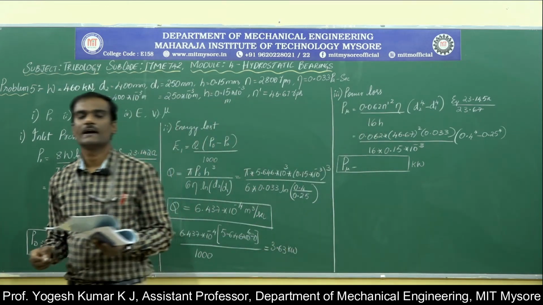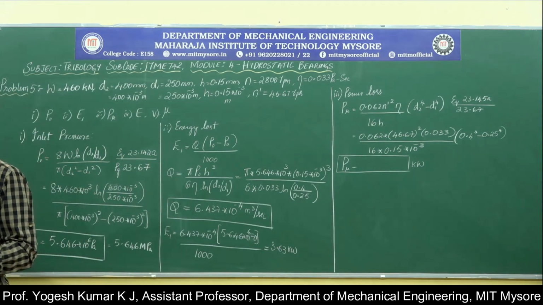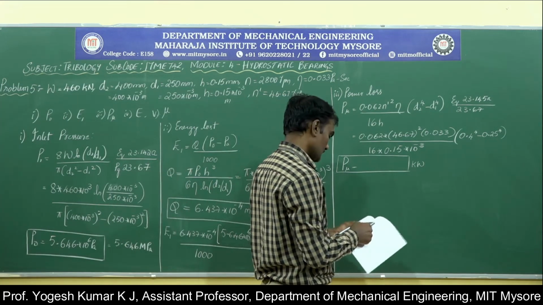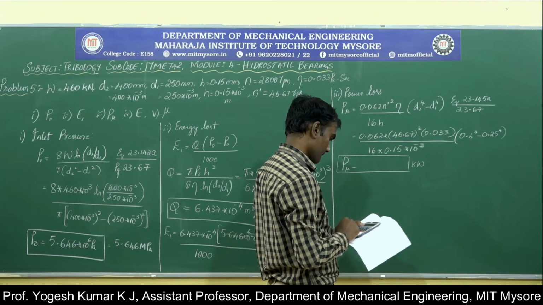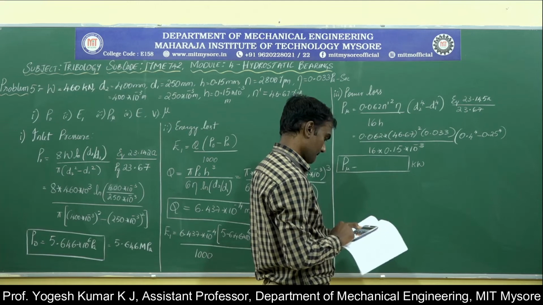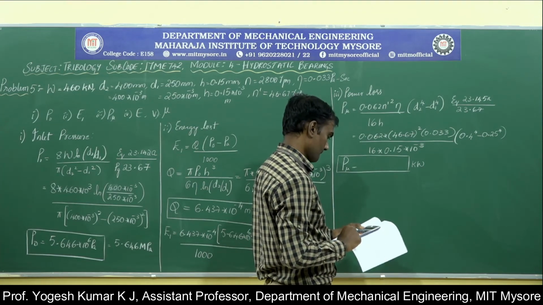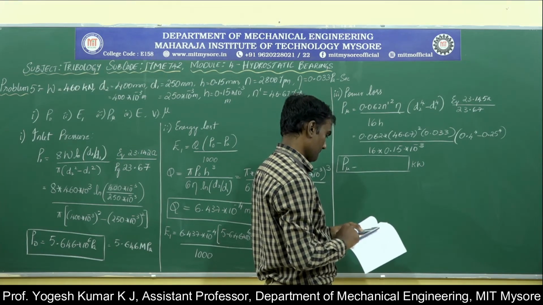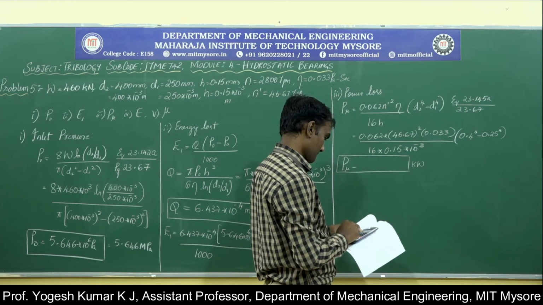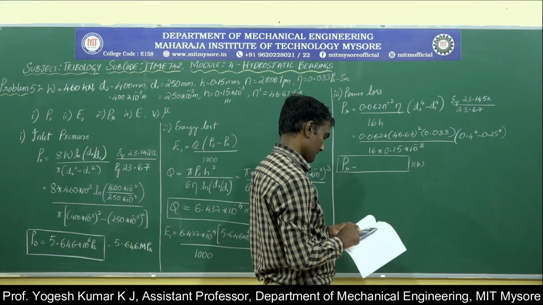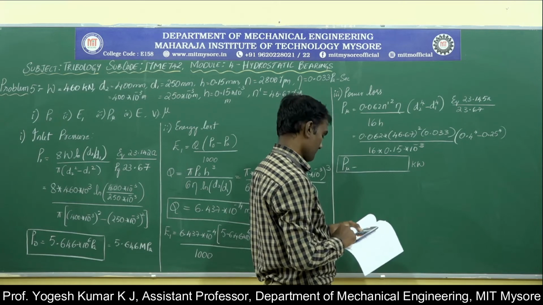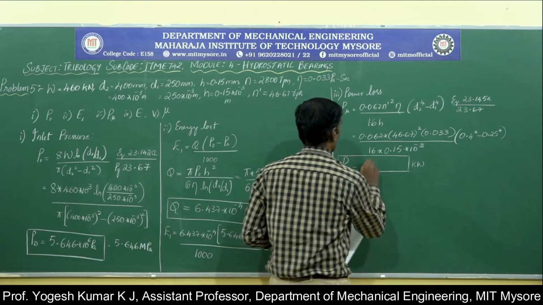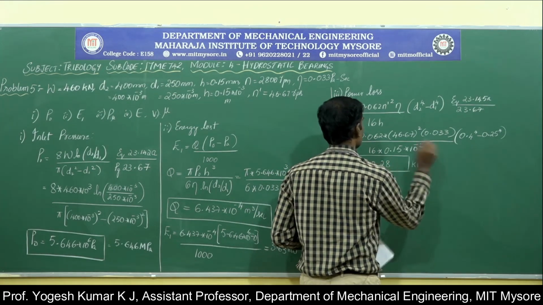On calculation, we get the power loss due to viscous friction as 40.28 kilowatts.